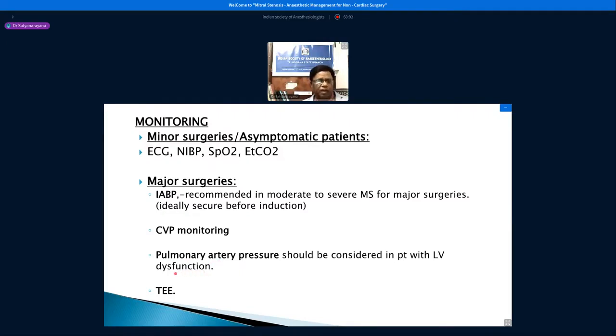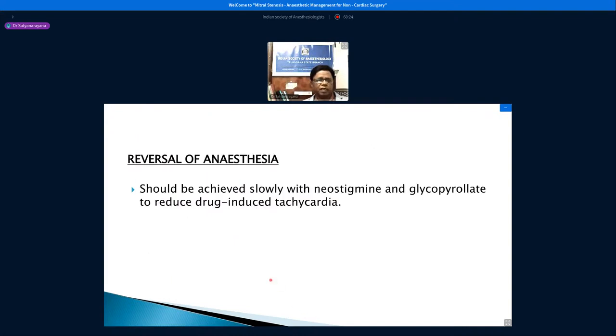and can be catastrophic. And in some cases you may require continuous transesophageal echocardiography, particularly again in major surgery where major volume shifts take place. This is a good option where you can assess LV contractility, LV filling, and left atrium contractility. Continuous monitoring of TEE during major surgeries. Reversal should be achieved slowly with neostigmine and glycopyrrolate to reduce drug-induced tachycardia.